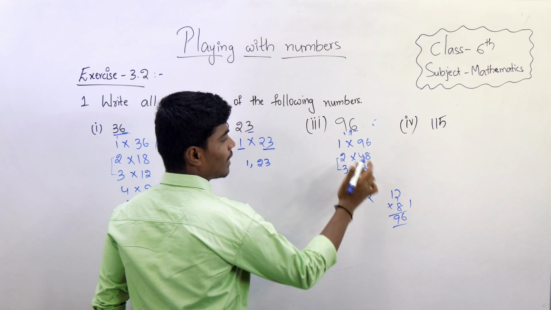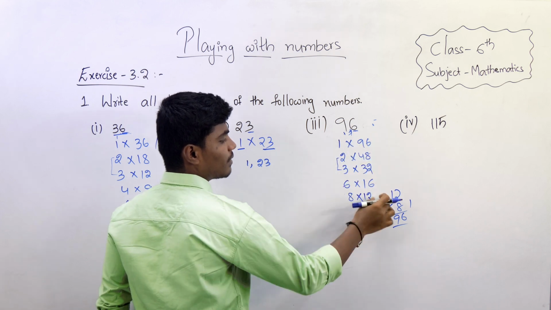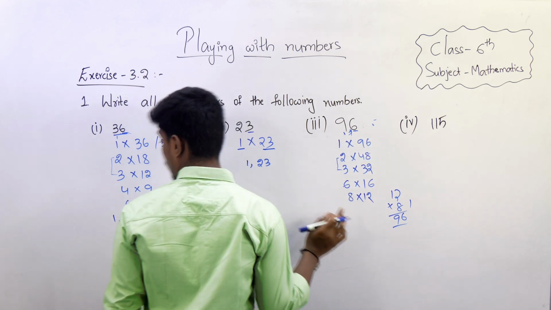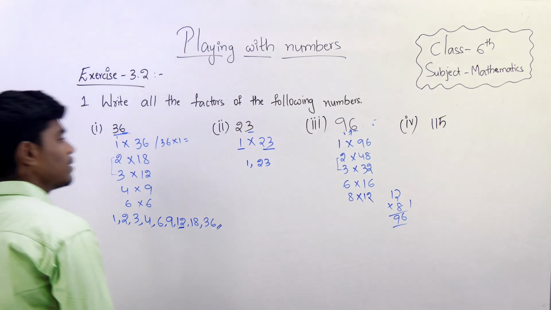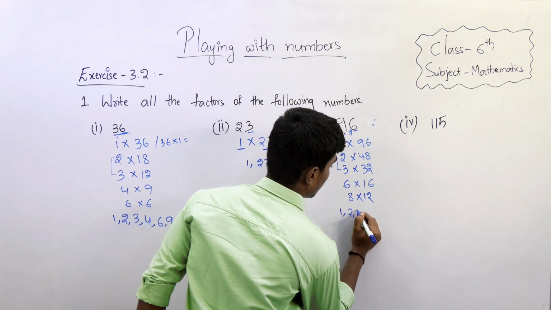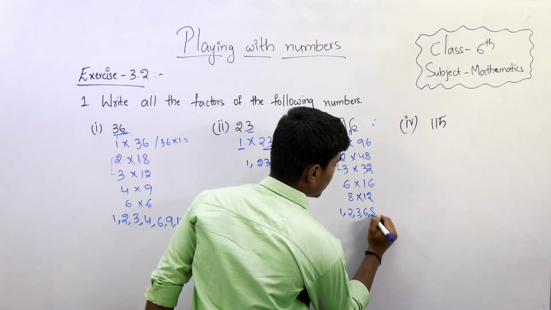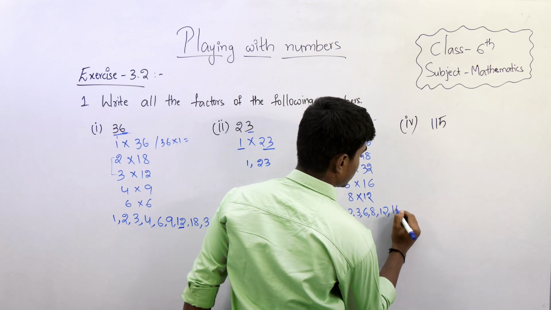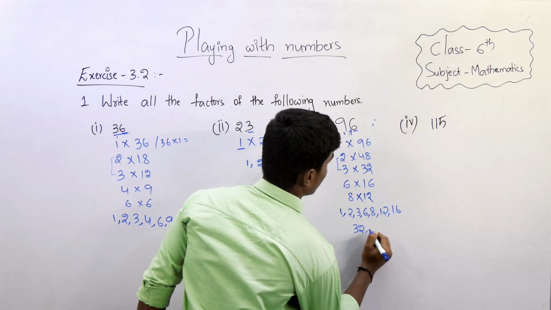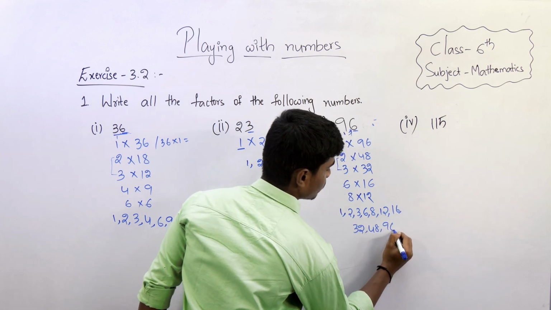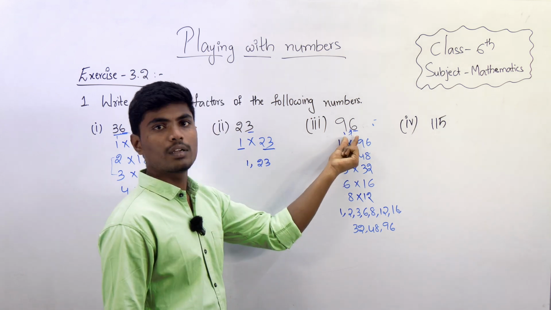Here the left side ones are the factors and the right side ones are also factors. So what are the factors? 1, 2, 3, 6, 8, 12, 16, 32, 48, 96. See, these are the factors of 96.